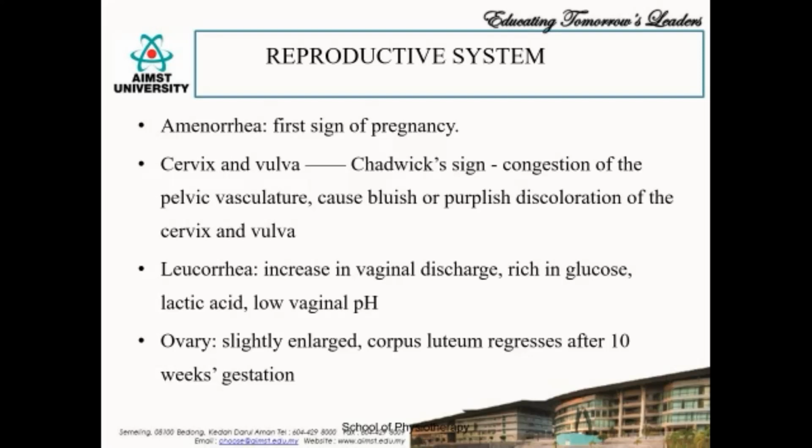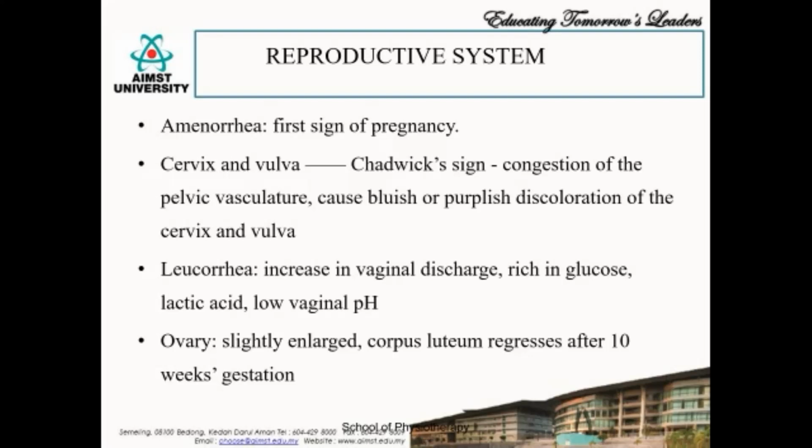Then next, there will be an increase in the vasculature or blood supply to the cervix and the vulva. So the cervix and the vulva will be richly supplied by blood, and this rich circulation will lead to a pinkish or dark red color, especially in the cervix and the vulva, and that is called Chadwick sign. So this is another sign of pregnancy. Chadwick sign is another sign of pregnancy.